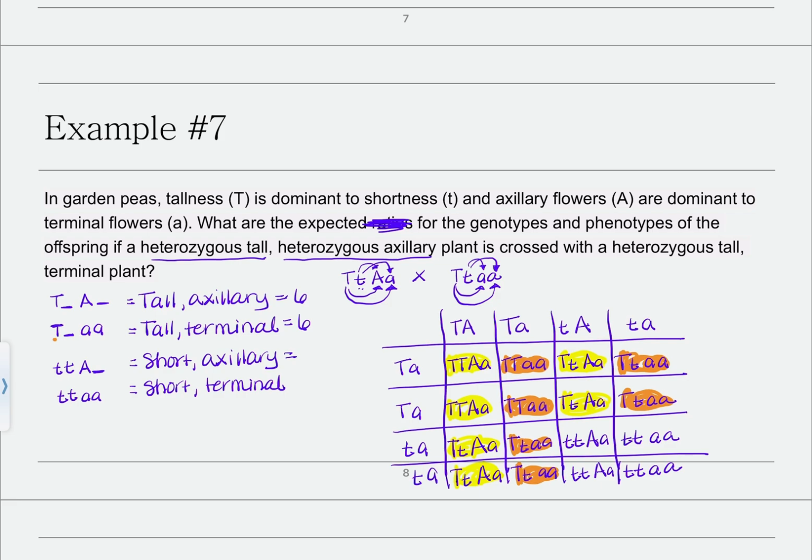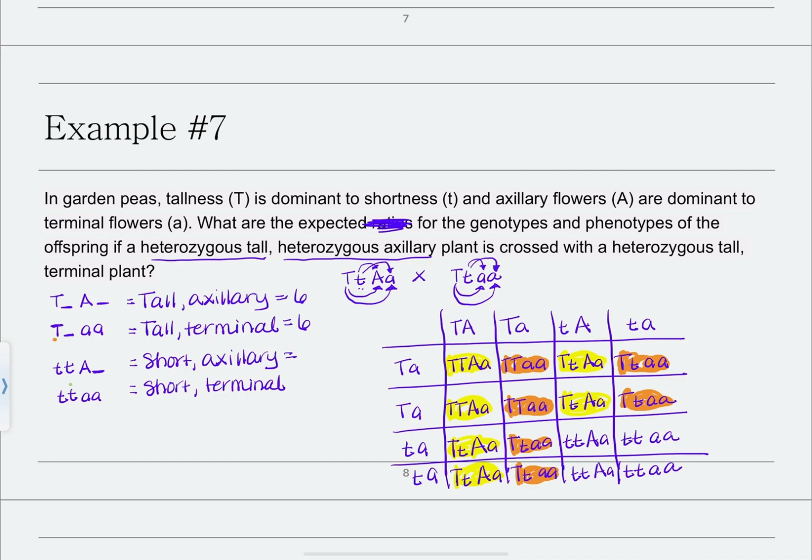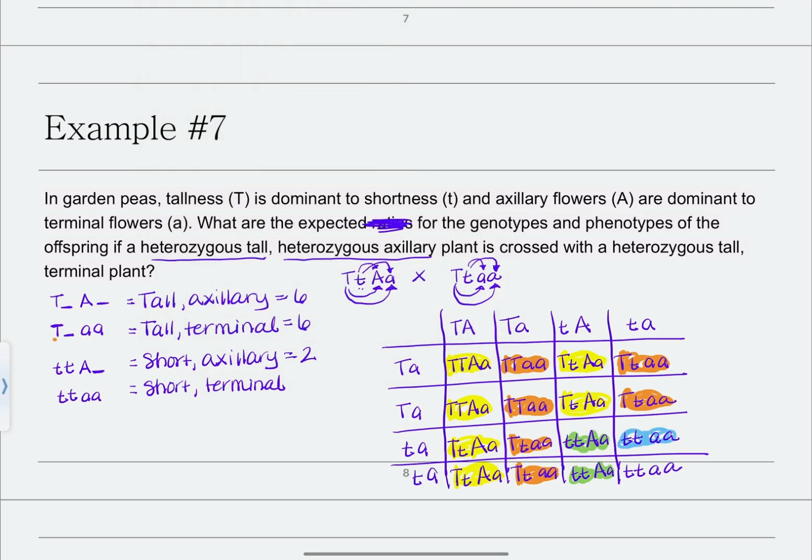So now let's look at short and axillary. Short and axillary requires that we have 2 recessive alleles and at least 1 dominant allele for the flower. So I have 2 recessives in all of these, but we need a dominant. So dominant, 2 recessive in both of these, which means that we're going to have 2 short and axillary. Short and terminal is going to have our final phenotype, which we can see here. So we're also going to have 2 of those.